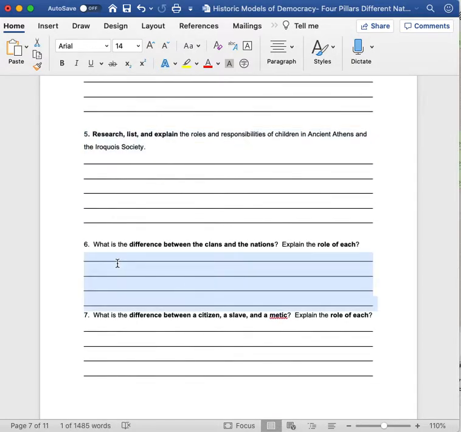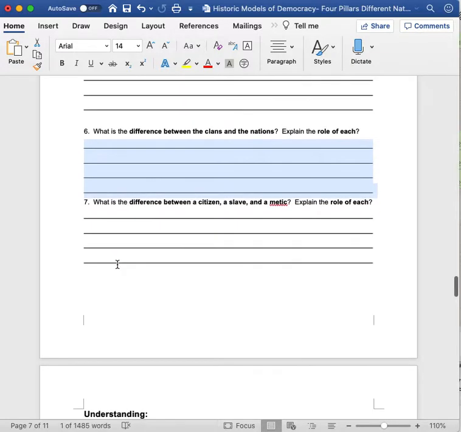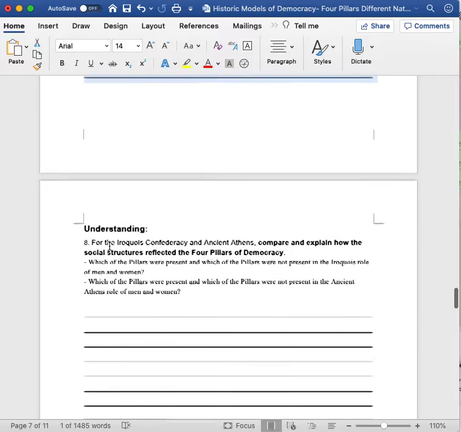What's the difference between a clan and a nation? What is the role of both? Because there is a big difference between the two. What is the difference between a citizen, a slave, and a metic? What is the role of each? What rights or responsibilities do they have?